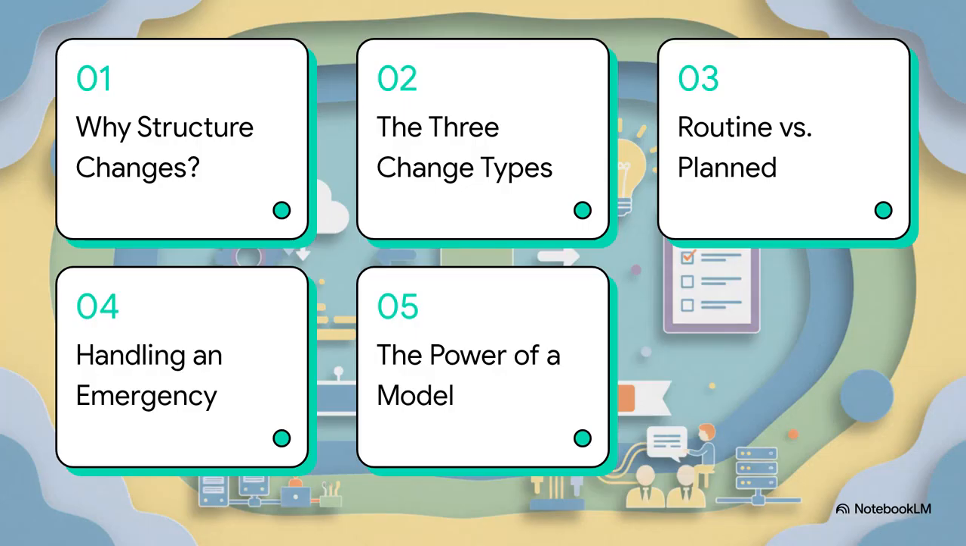So, to get a handle on that chaos, here's our game plan. We'll start with why structure is so important. Then, we'll get into the three main types of changes. We'll compare the routine stuff with the bigger plan changes and talk about what to do in a real emergency. And finally, we'll look at a really powerful tool called a change model.